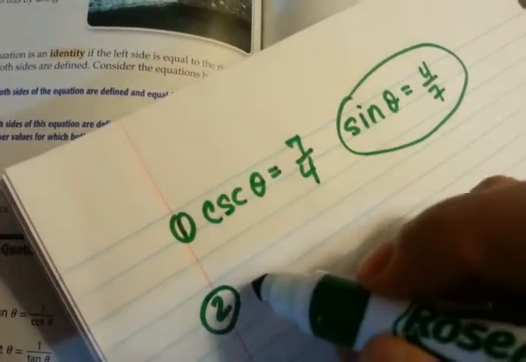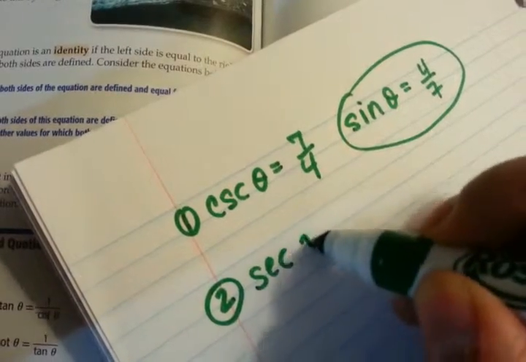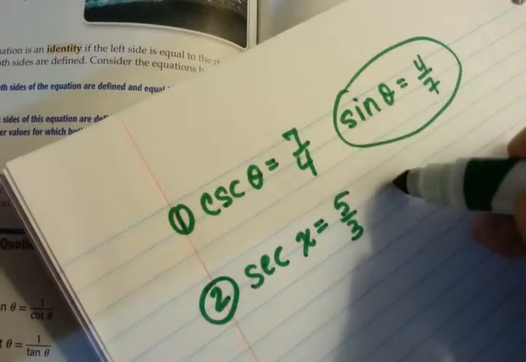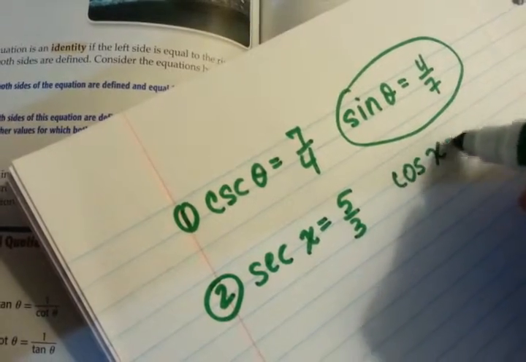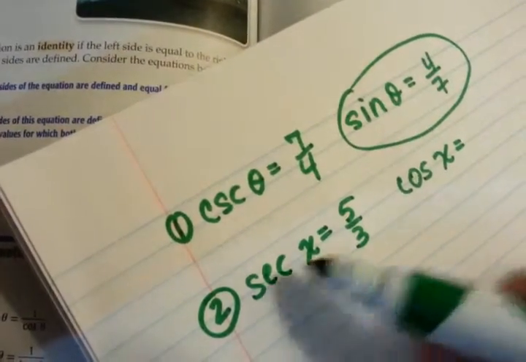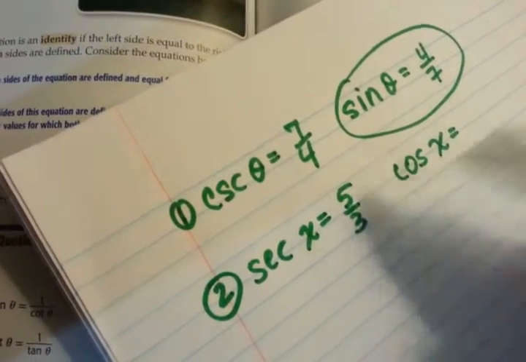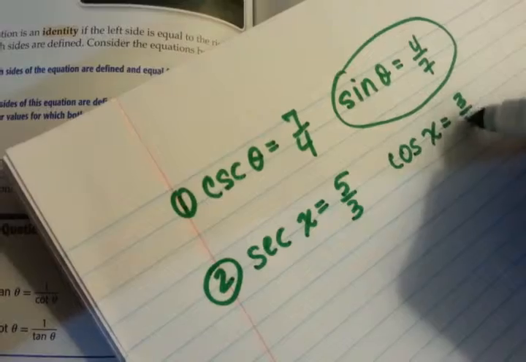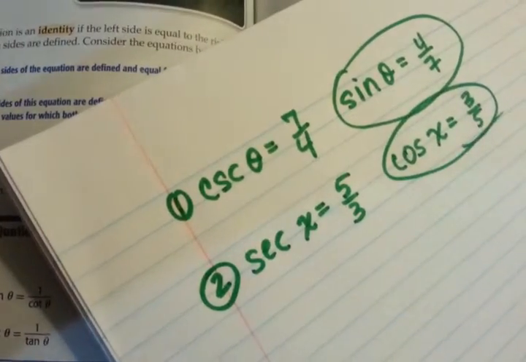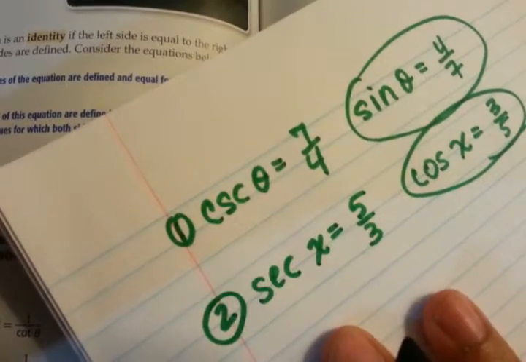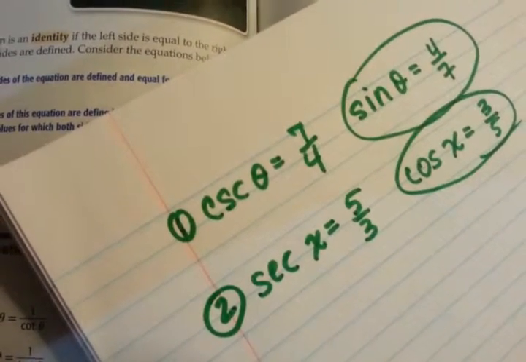Or let's say that I give you that the secant x is equal to 5/3. And I ask you to find the cosine x. Well, you have to understand that the secant and the cosine are reciprocals of one another, so all you have to do is flip. So this becomes 3/5. And that would be the answer. Now, these are two problems where all you have to use is the reciprocal functions.